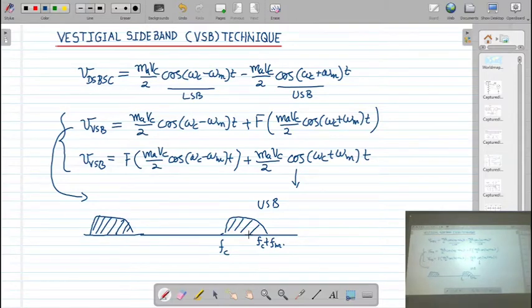Now if we draw a lower sideband, then the lower sideband is going to be produced in this way. But we are taking only a fraction of the lower sideband, so either 10%, 20% or 30% will be there. Then that frequency will be somewhere here, and this is Fc minus Fv.